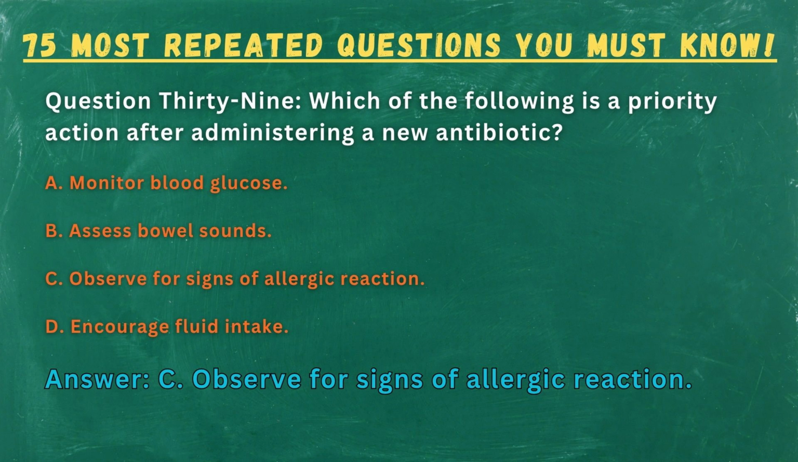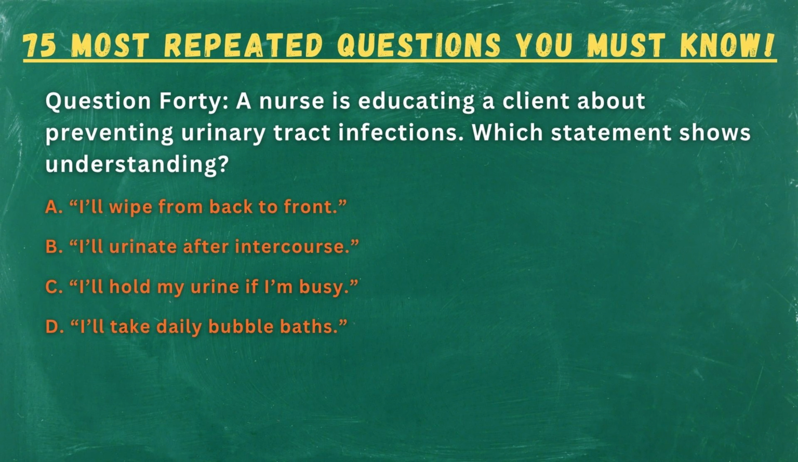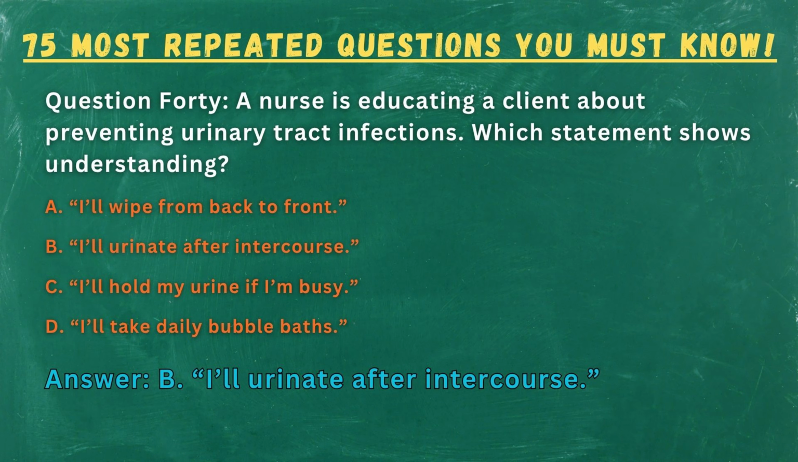Answer, C. Observe for signs of allergic reaction. Question 40. A nurse is educating a client about preventing urinary tract infections. Which statement shows understanding? A. I'll wipe from back to front. B. I'll urinate after intercourse. C. I'll hold my urine if I'm busy. D. I'll take daily bubble baths. Answer, B. I'll urinate after intercourse.